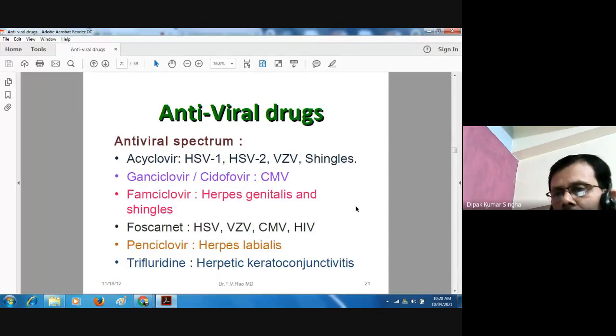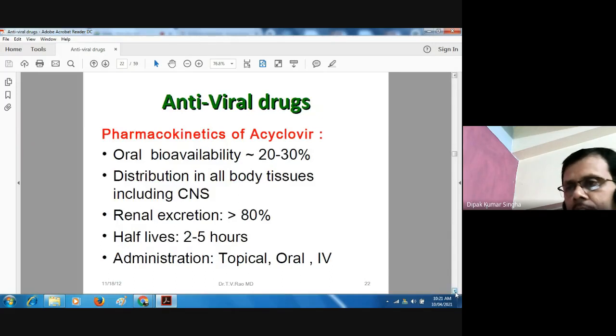and for foscarnet, it is HSV, VZV, and CMV. I already discussed the full form. And penciclovir is for herpes labialis, and trifluridine is used for herpetic keratoconjunctivitis, especially for eye infection. So these are the antiviral spectra.